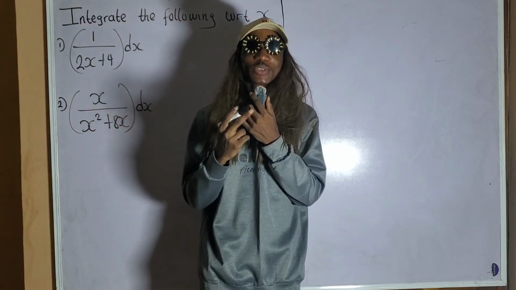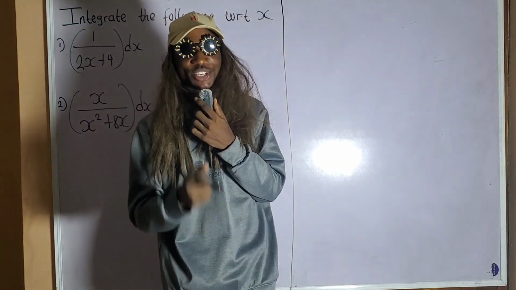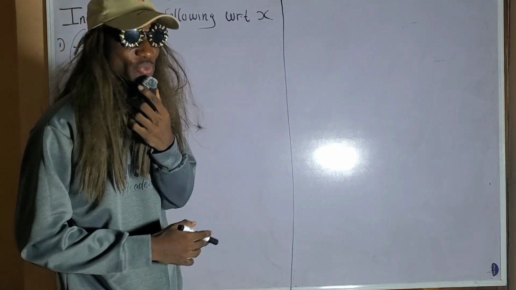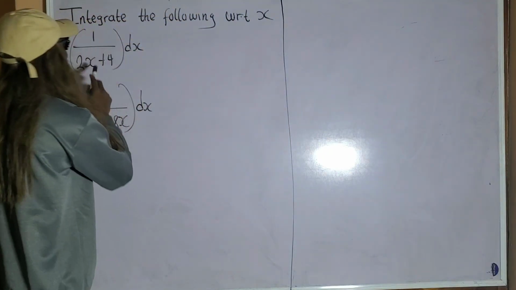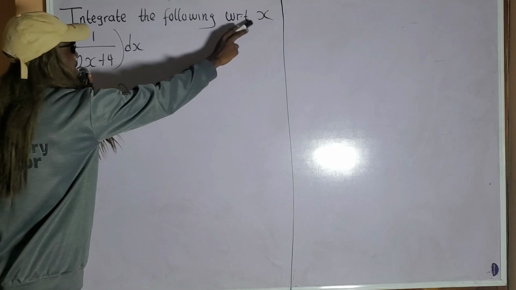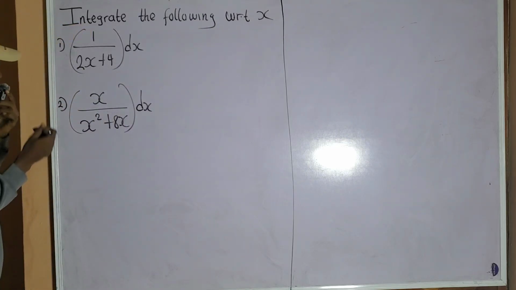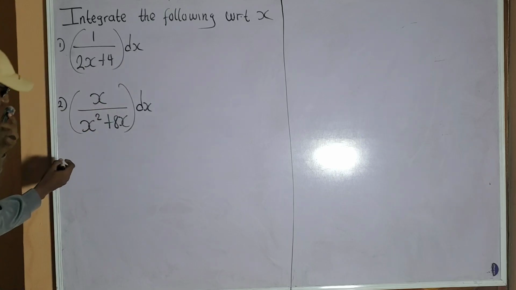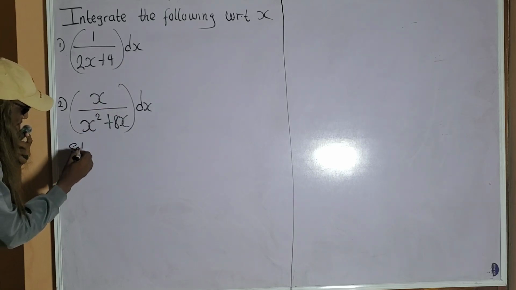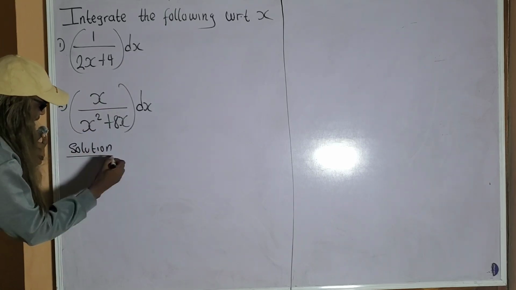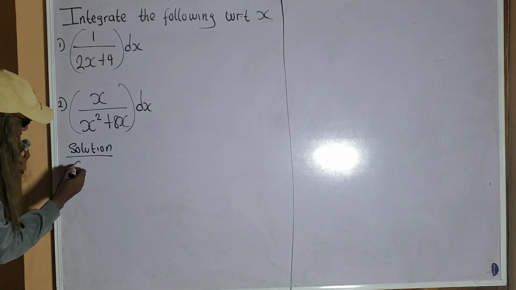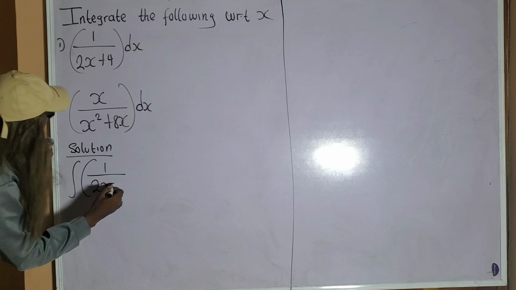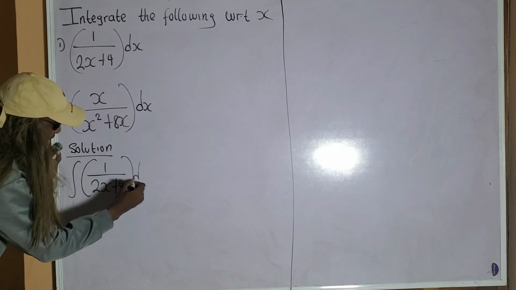In this class, we are going to learn how to integrate a function using U substitution method. Okay, let's consider the question that we have on the board. We are asked to integrate the following with respect to x. The first question we have is 1 over 2x plus 4 dx. Please kindly pay attention. We have the integration of 1 over 2x plus 4 dx.